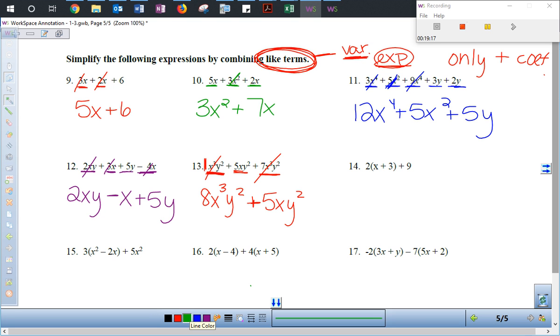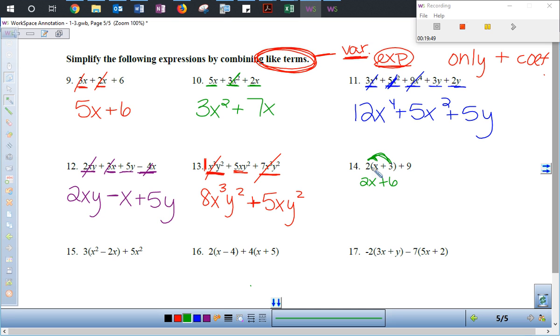On number 14, it just looks a little bit different. If you'll notice, we have a 2 times the quantity of x plus 3 plus 9. So before we can combine like terms, we need to use what we learned previously and distribute this 2 throughout these parentheses. Now a 2 times x is going to give me a 2x, and a 2 times 3 is going to give me a 6.